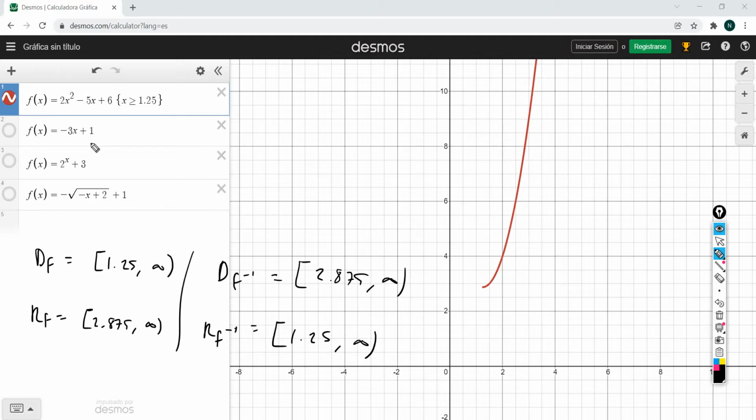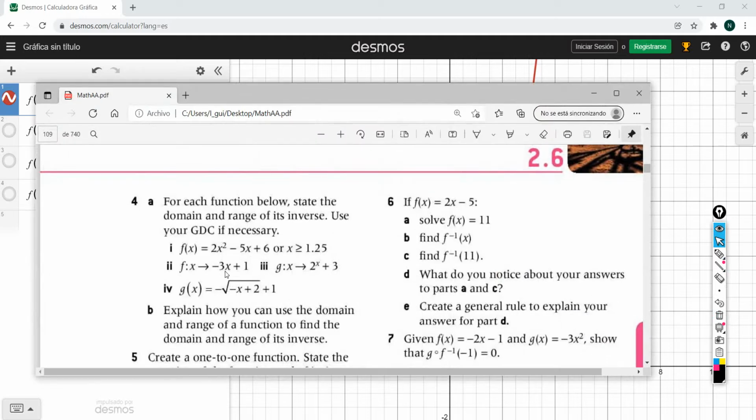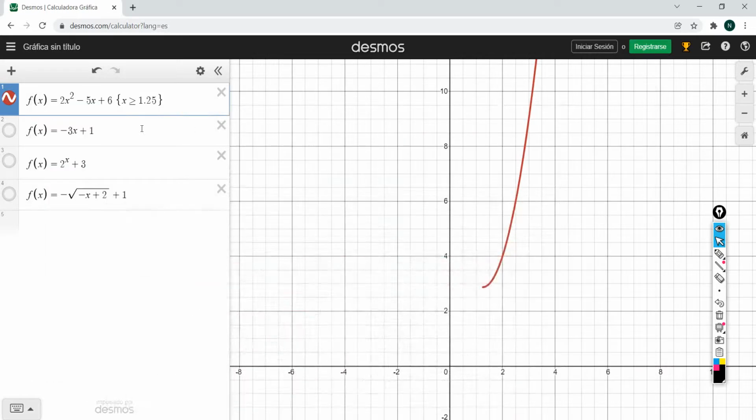So for the original functions, find the domains and the ranges by looking at their graphs. And then if you do that accurately, then just reverse domain for range in order to get the domain and range of the inverse. Let's just do one more.